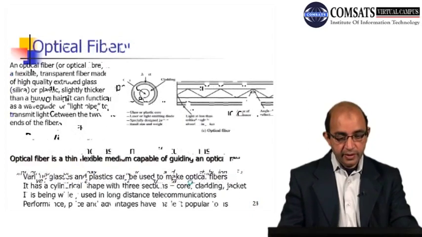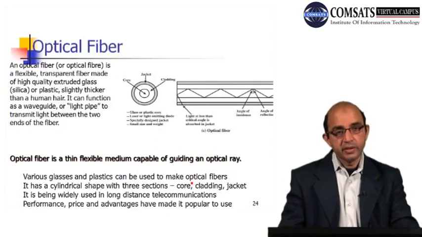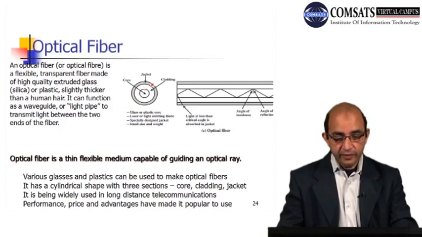Okay, so now come to the fiber optics or optical fiber. You can see that we have a typical optical fiber over here. We have a core that is made of a transparent, flexible fiber or high quality glass, and then we have a cladding, and here we have the jacket. So glass or plastic core.